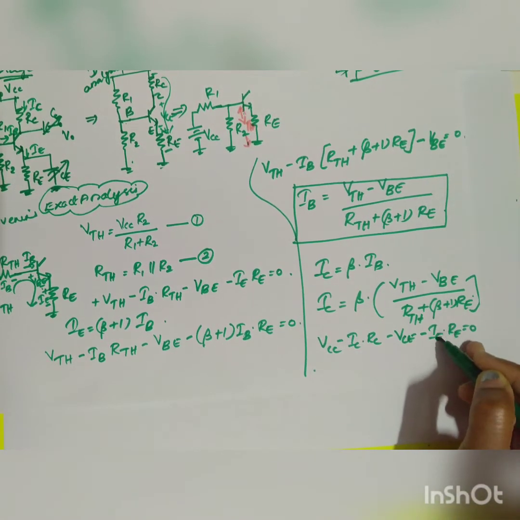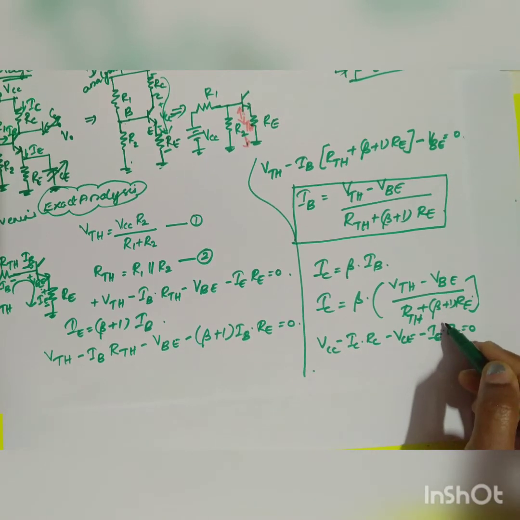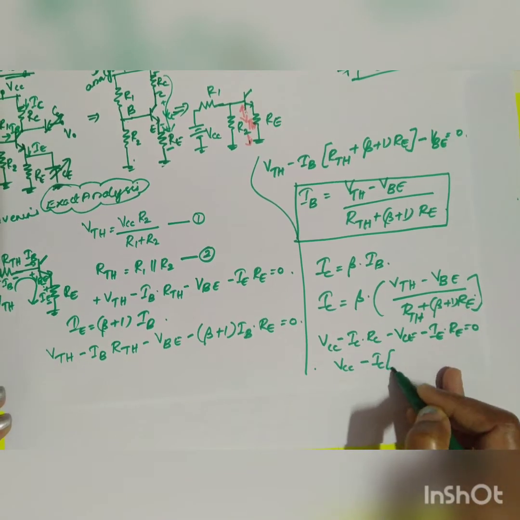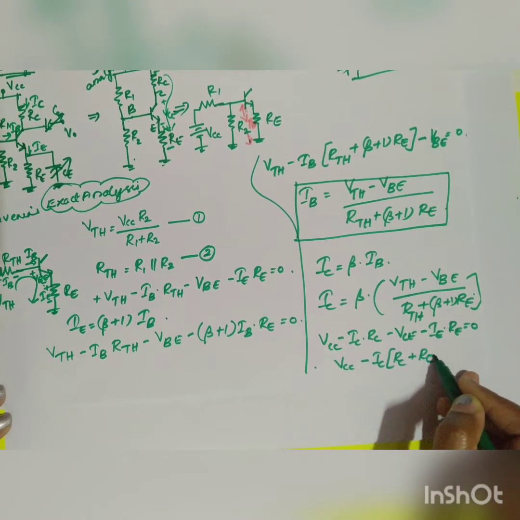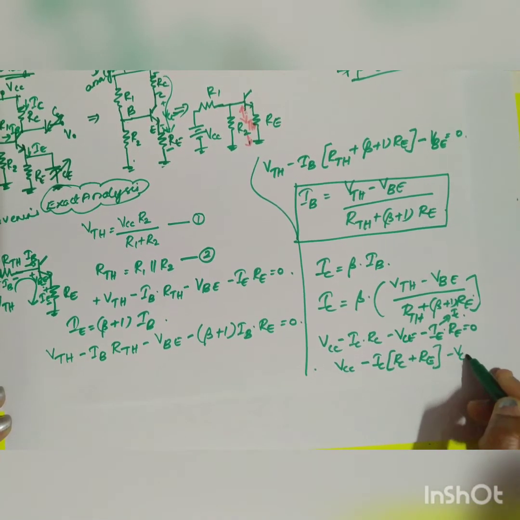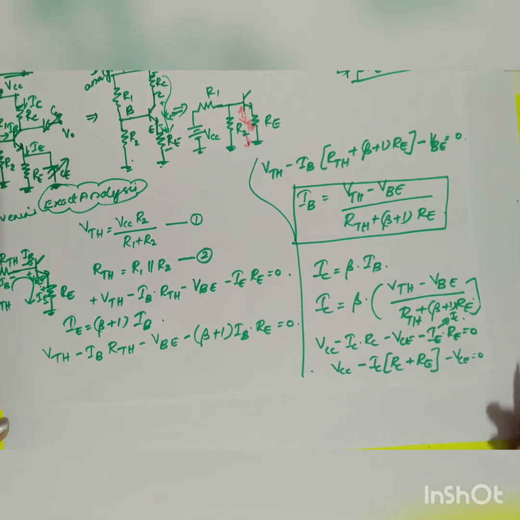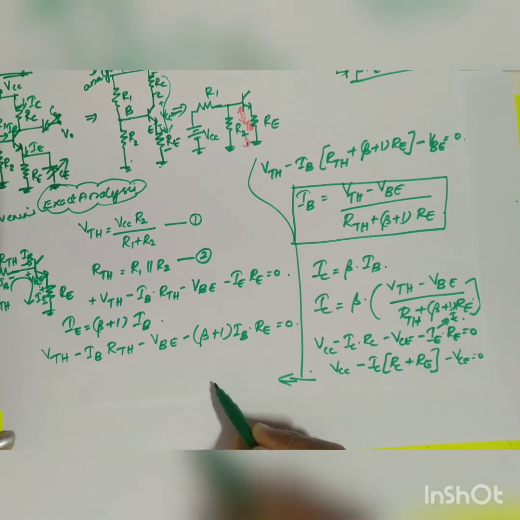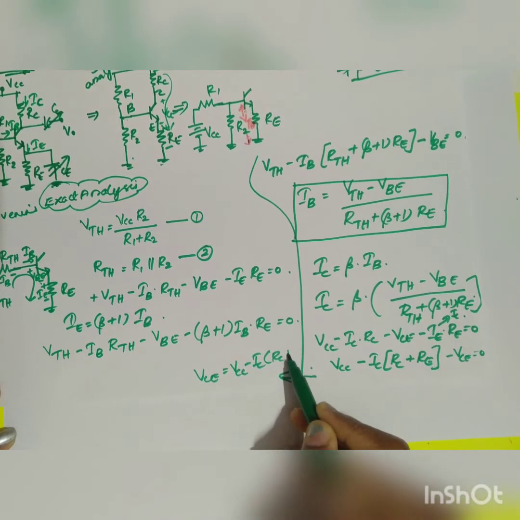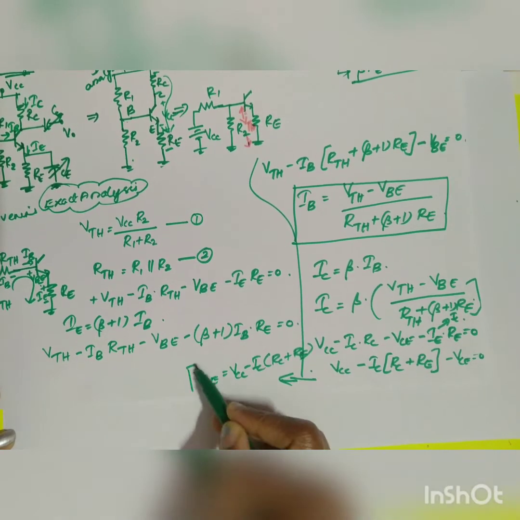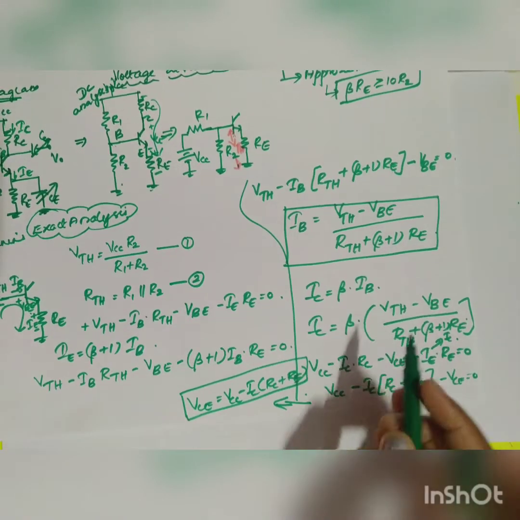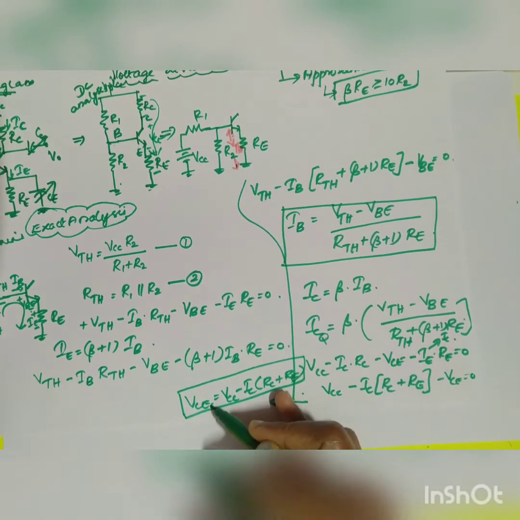You know that IE is approximately equal to IC. So if I group together IC, RC plus RE, instead of IE you are going to substitute IC. Minus VCE is equal to 0. So what will be your VCE from this? I can write that VCE is equal to VCC minus IC into (RC plus RE). So you have got your operating point, that is ICQ and VCEQ. This will be your ICQ, VCEQ.